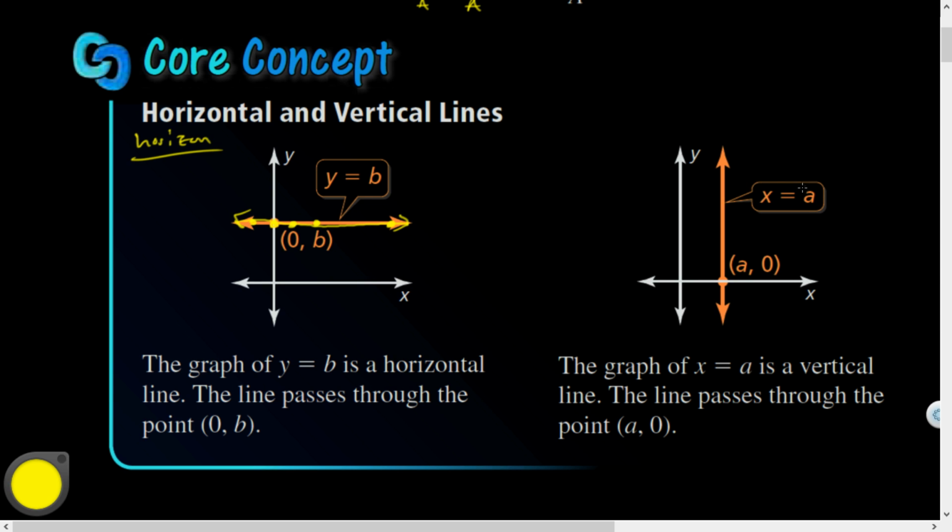Notice that a vertical line will be of the form x equals some number. And once again, that's the opposite, because here, the y-axis is the vertical line.